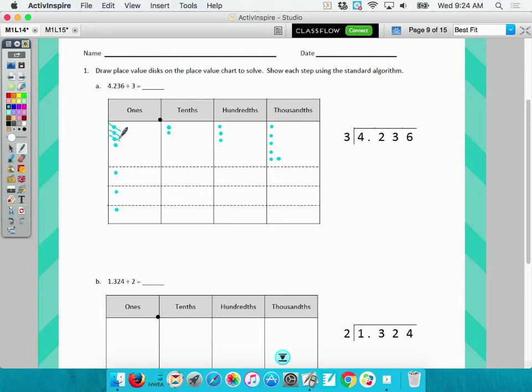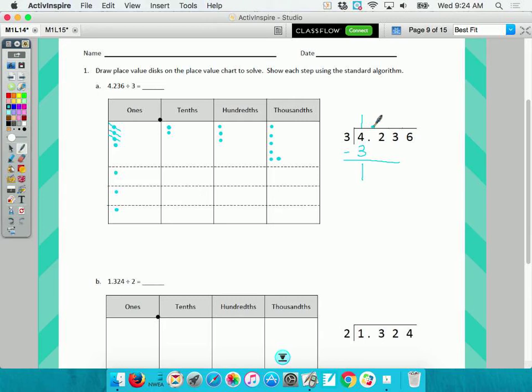So what does this step look like on the standard algorithm? 4 divided into 3 equal groups equals 1 in each group. 1 times 3 equals 3. And I have 1 left over. Is that what my place value chart looks like? Okay, just stay with me.